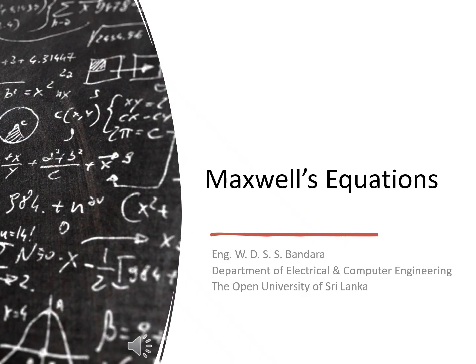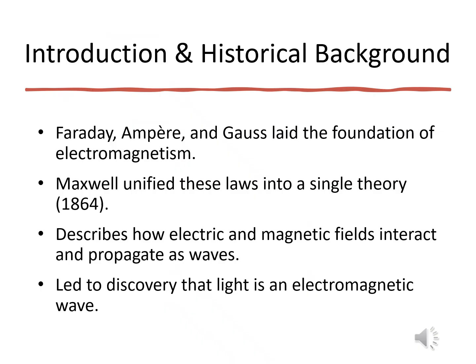In this short video, I am going to talk about Maxwell's equations. The history of Maxwell's equations dates back to the 19th century. Faraday, Ampere, and Gauss laid the foundation of electromagnetism. Maxwell unified these laws into a single theory in 1864. These equations describe how electric and magnetic fields interact and propagate as waves. This formulation led to the discovery that light is an electromagnetic wave.